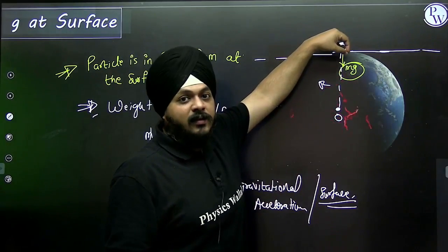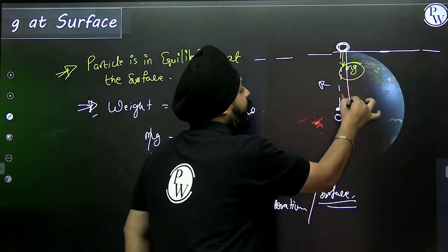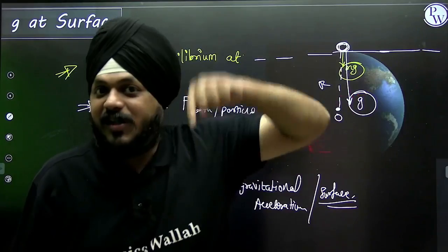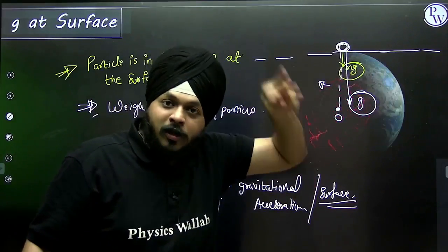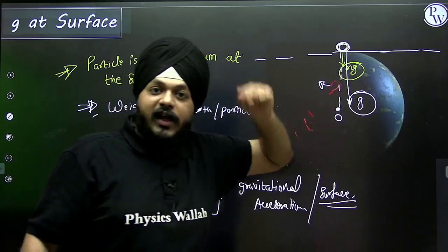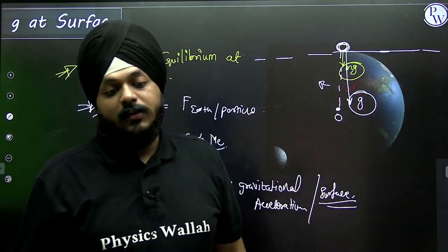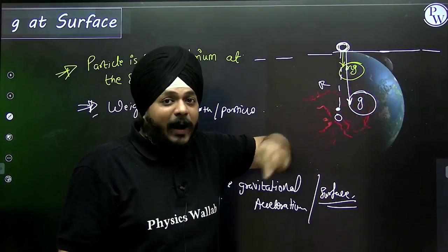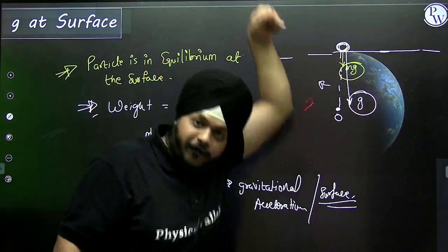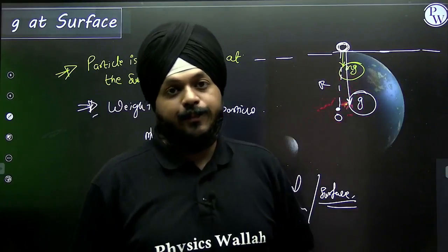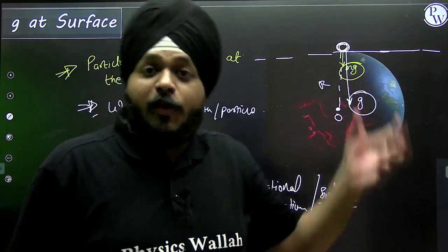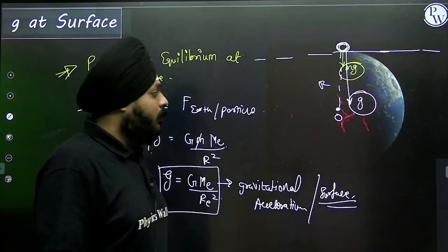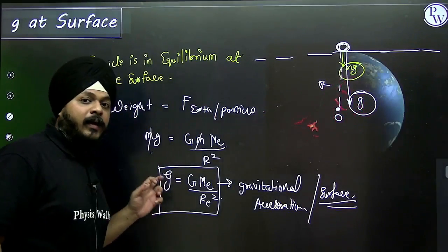Suppose it is released. Obviously, according to Galileo, it is going to accelerate downward towards the earth with the constant acceleration g, the same g that we saw in the third chapter, motion in 1D, motion under gravity. Initially, the particle is at equilibrium. Its weight is balanced by the gravitational force between the particle and the earth. If it is released, it is going to accelerate downward with the constant acceleration g.